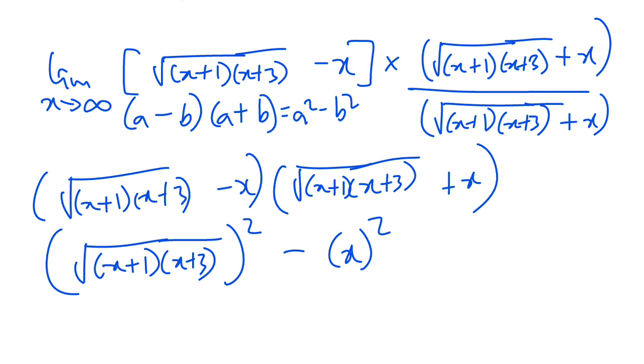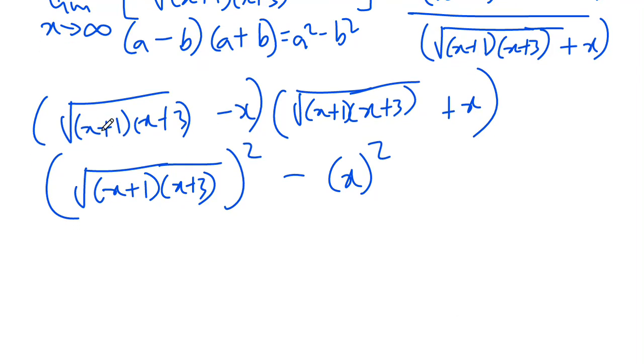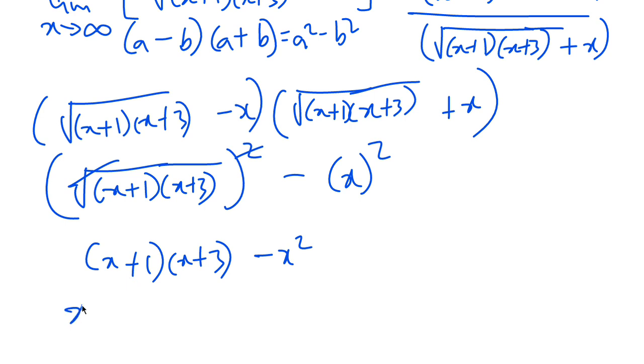That's what the difference of two squares implies. In this case, we have a minus b times a plus b, and then we're squaring a and squaring b. Here a is the root of (x plus 1)(x plus 3), and b is x. If we square this, the root cancels the square, and we're left with (x plus 1)(x plus 3), and then we have negative x squared. Then if you expand this, we'll have x(x plus 1) plus 3(x plus 1) minus x squared.